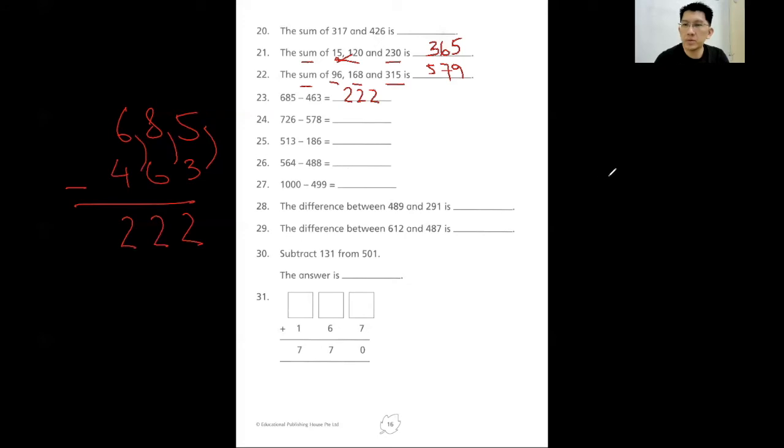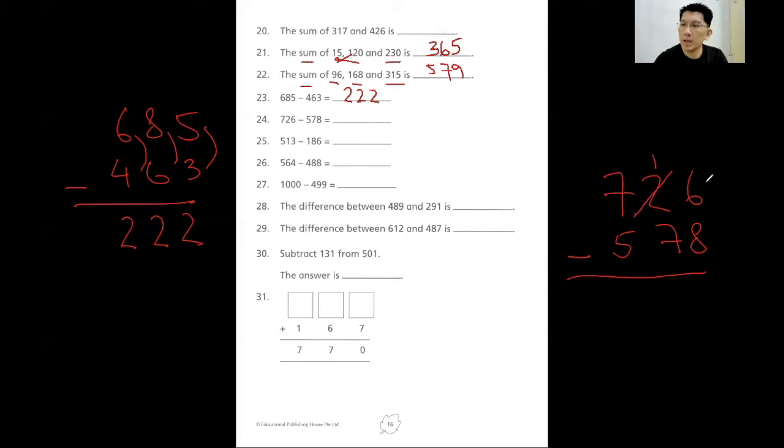Number 24, 726 and 578. What operation is that, boys and girls? What should I put here? A minus or a plus sign? That is a minus sign, of course. That's great. Now, 6 minus 8. Can we do 6 minus 8? No, because 6 is smaller than 8. I need to borrow from 2.